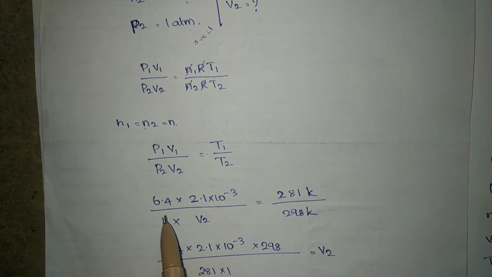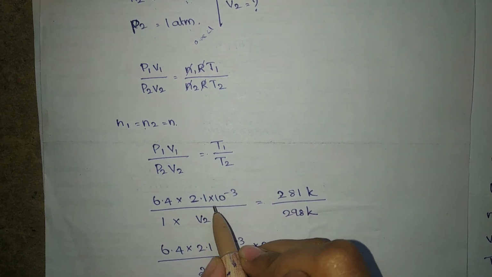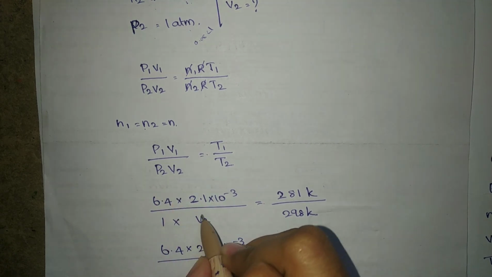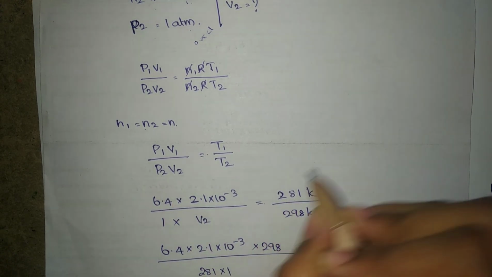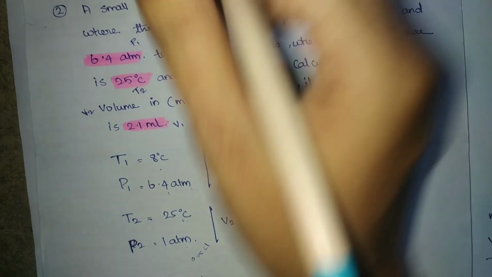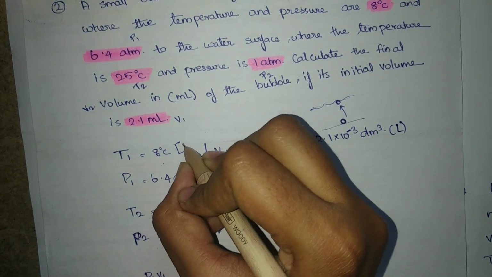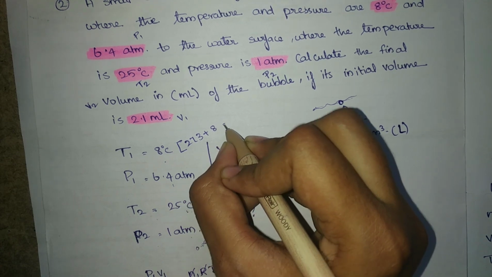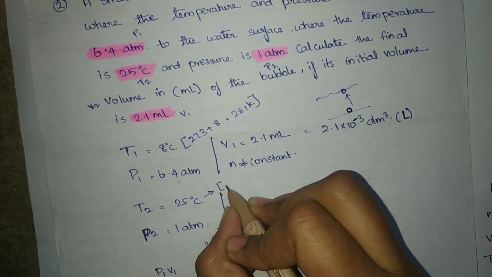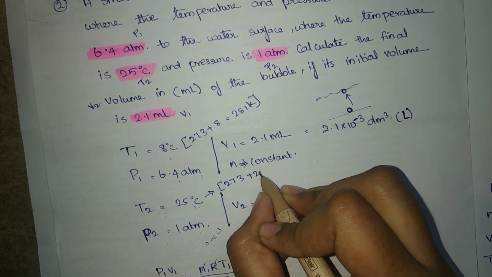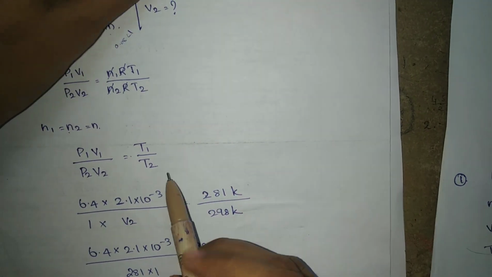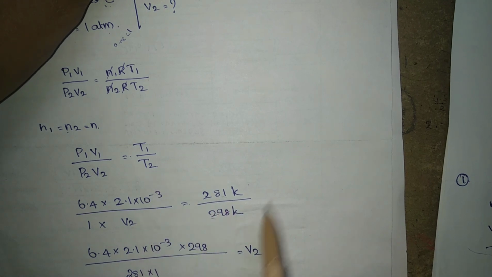P1 is 6.4 atmosphere. V1 is 2.1 ml, that is 2.1 into 10 to the power of minus 3 liter, divided by P2 is 1 atmosphere. V2 we don't know, V2 we have to find out. Then T1 is given as 8 degrees Celsius, we have to convert it into Kelvin. So 273 plus 8 will be 281 Kelvin. T2 is 25 degrees Celsius, that will be 273 plus 25, which is 298 Kelvin. So T1 is 281 Kelvin and T2 is 298 Kelvin.